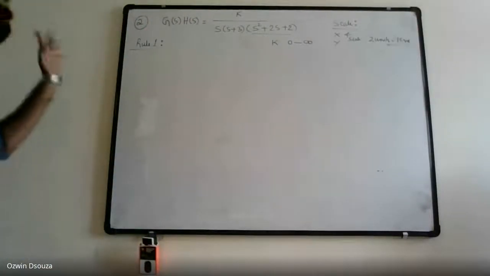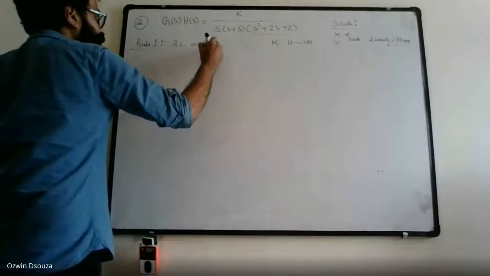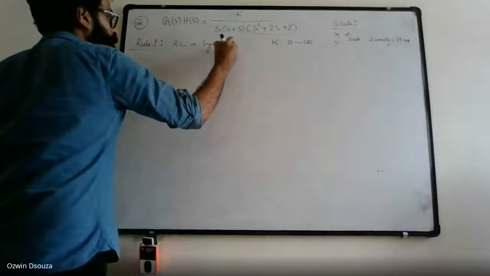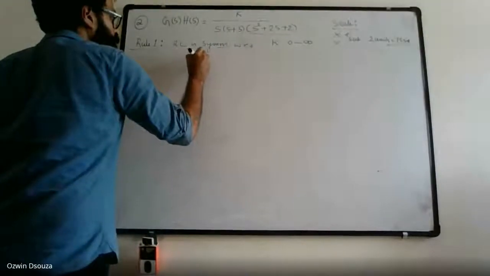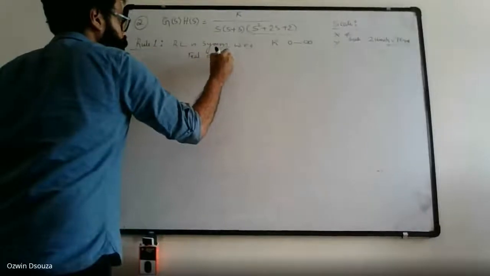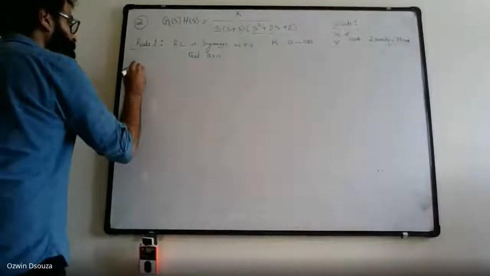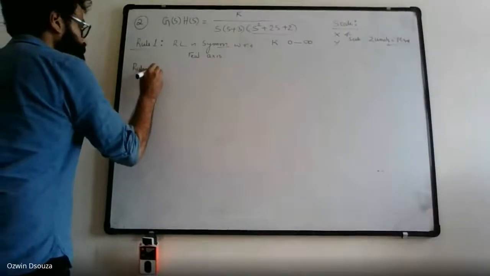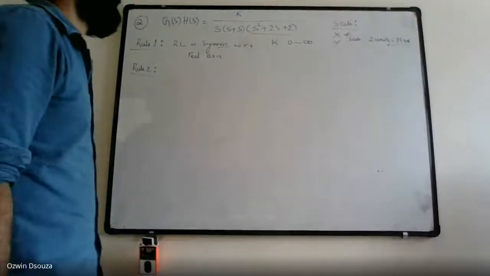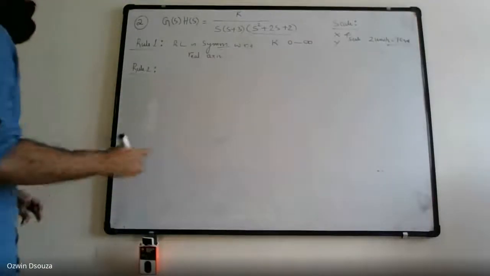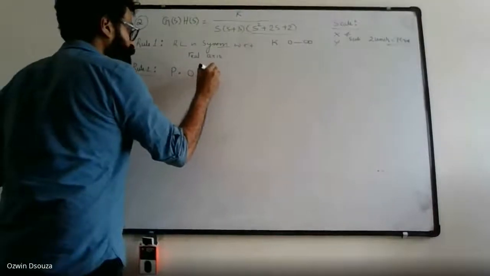So let's start. Rule 1: root locus is symmetrical with respect to the real axis. Rule 2: let us identify the poles and zeros. Let P be the number of open loop poles.